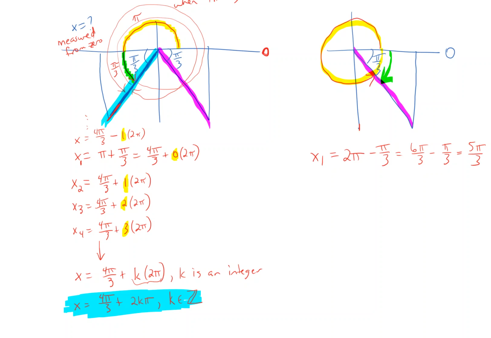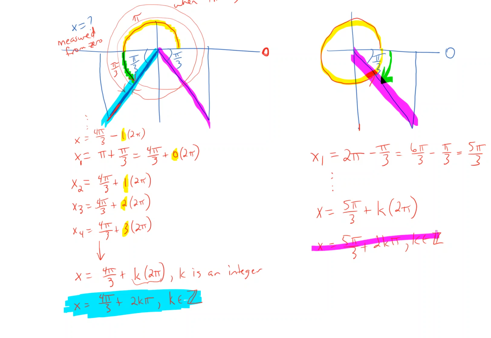And just like before, now we can generalize pretty easily. All the angles that land here would be 5 pi over 3. X could be 5 pi over 3 plus an integer times 2 pi, which we write as 5 pi over 3 plus 2k pi, where k is an integer. Okay.